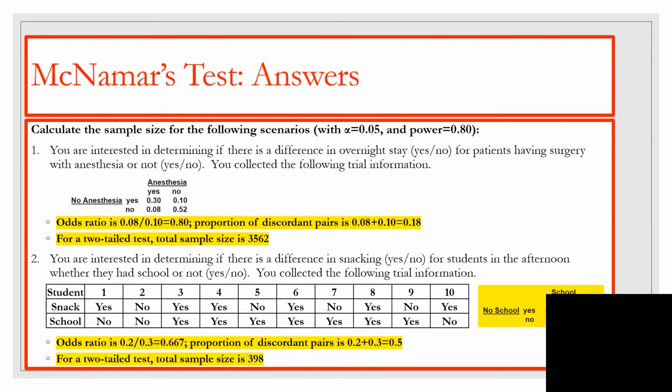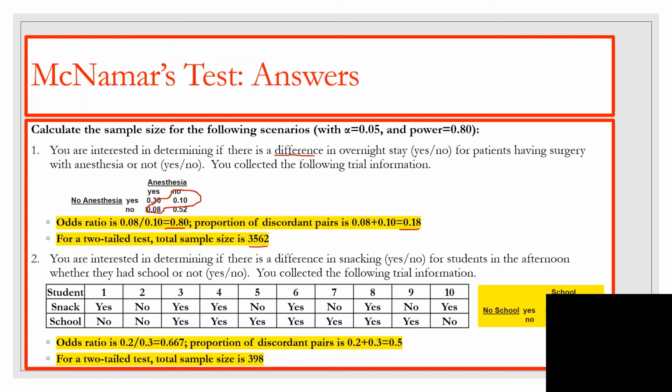For the first, we already have that table of proportions. So we can pull out those discordant pairs to get the odds ratio of 0.8, and a proportion of discordant pairs is 0.18. We're interested in difference, so it's two-tailed, for a total sample size of 3,562.